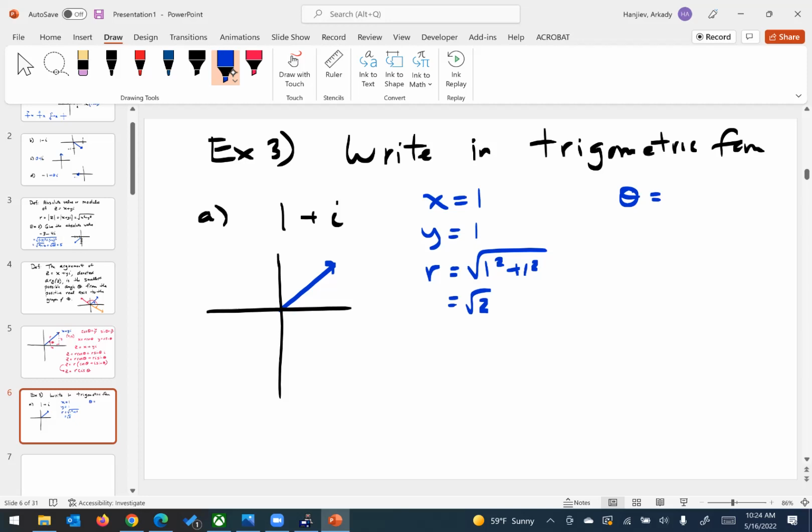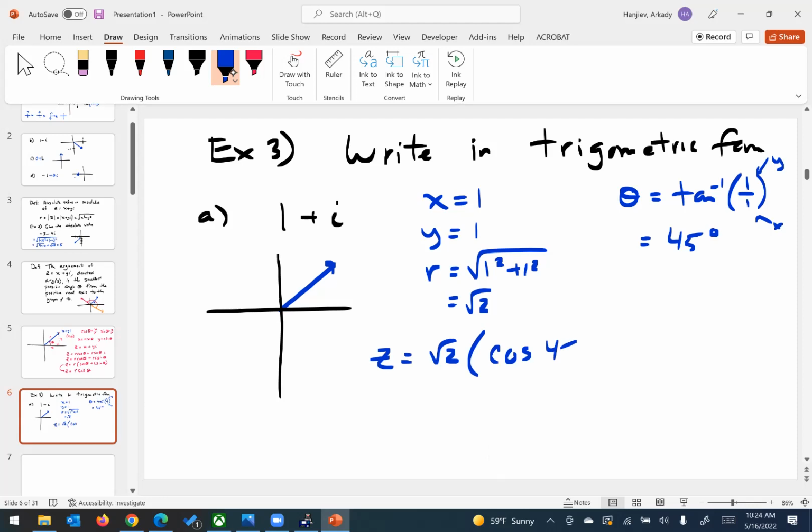45 degrees. Perfect. It's just going to be tangent inverse of y over x. In this case, 1 over 1. Y is there. X is there. And of course, it's going to get more complicated. You guys talked about tangent inverse of 1 over 1, or tangent inverse of 1 is? 45 degrees. Awesome. Okay, so then if you write it the long way, as some people would like to do, it'll be the square root of 2 times cosine of 45 degrees plus I sine of 45 degrees. Is the short way just √2 CIS 45?